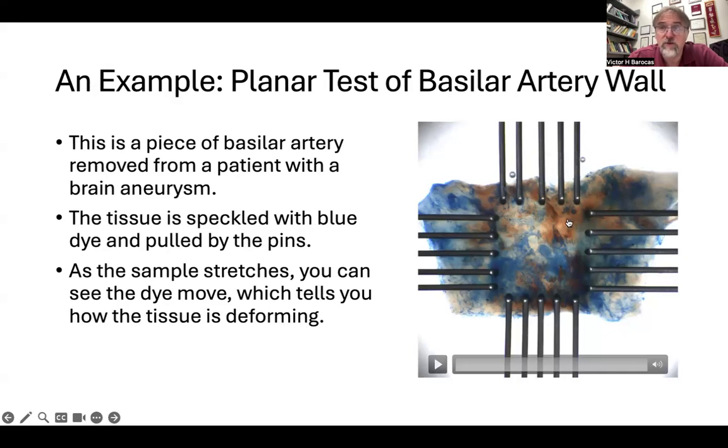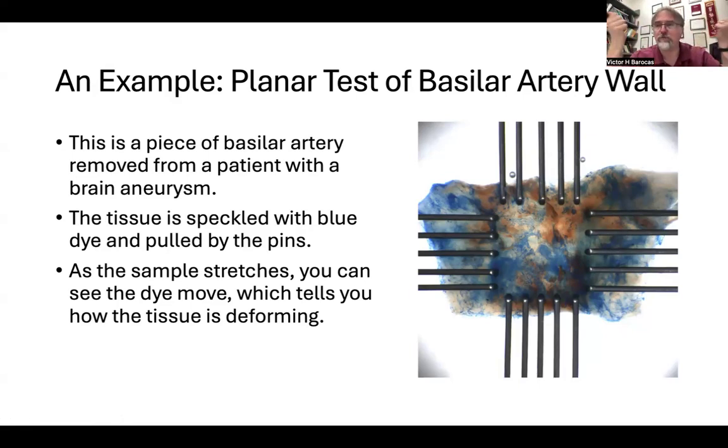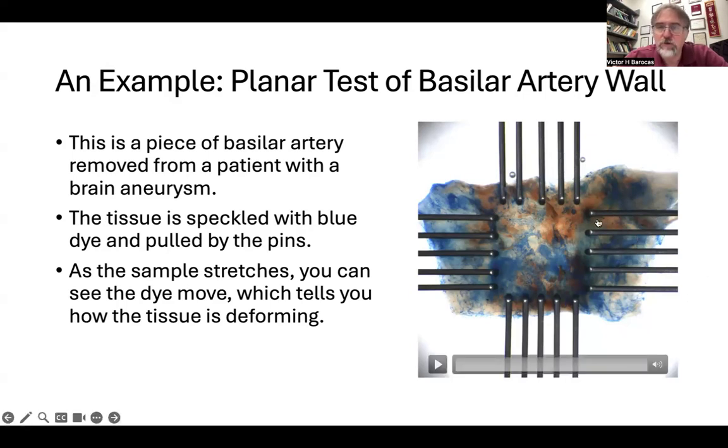And this is a very important feature of image tracking. You have to have some texture to the image. Obviously, if it was all white, you wouldn't be able to tell where it moved because everything would correlate with everything else. So you have this blue gunk here. And as the sample stretches, you can see the dye move and it will tell you how the tissue is deforming.